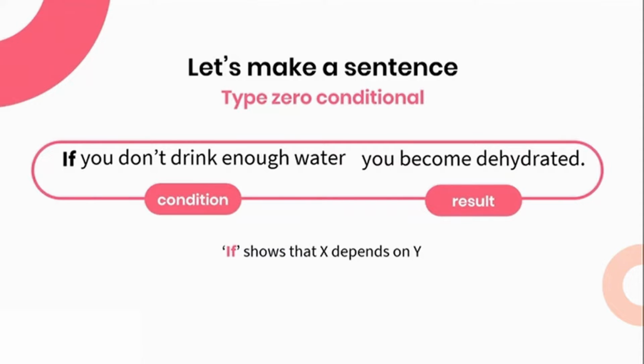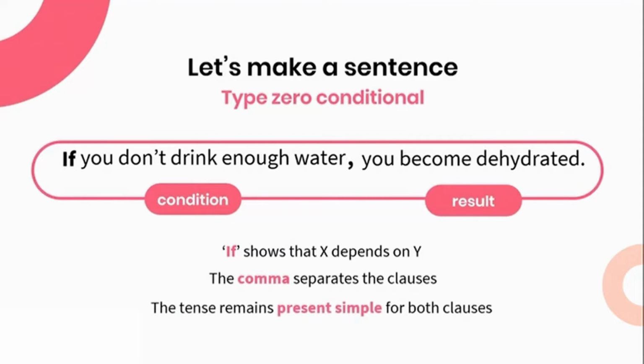Great. Now, what do we add next? We add the comma. The comma separates the clauses. Also, remember that the tense is present simple for both clauses, because that's the rule for 0 conditionals. Great. So that is our sentence. Did you get it right?